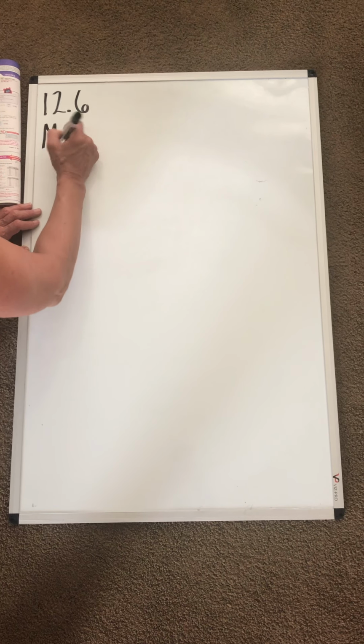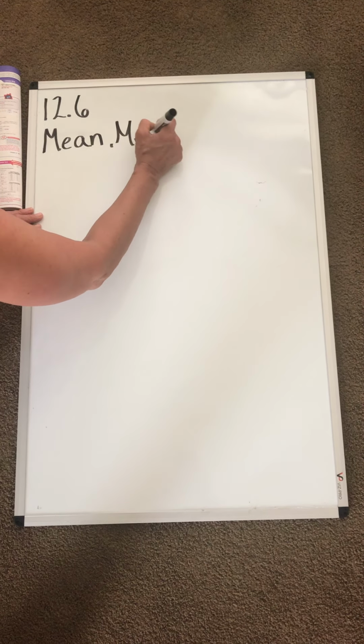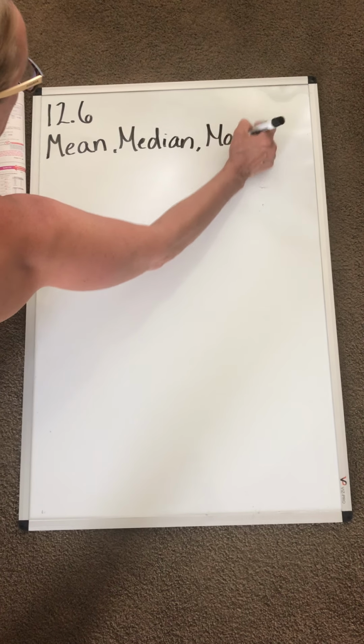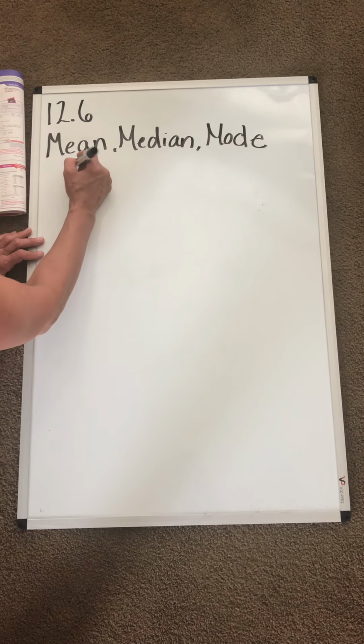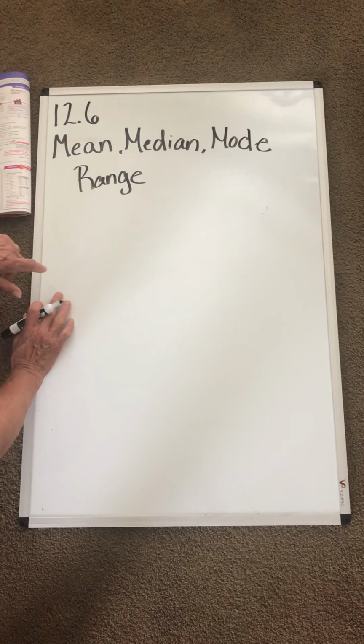So we're going to have mean, median, mode, and one that is not in your book but you need to know is range. All these definitions are in your book.